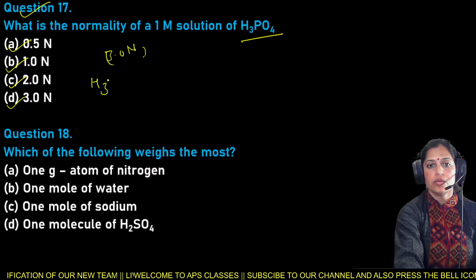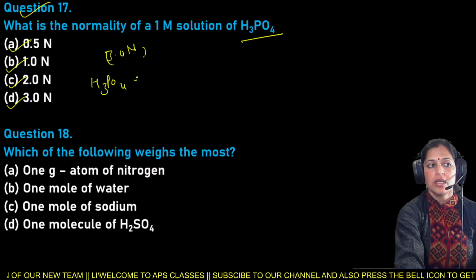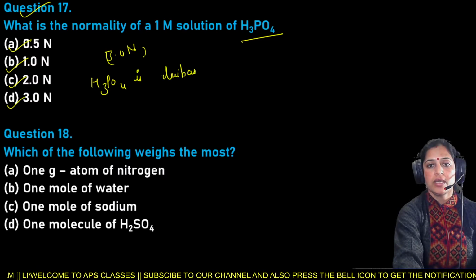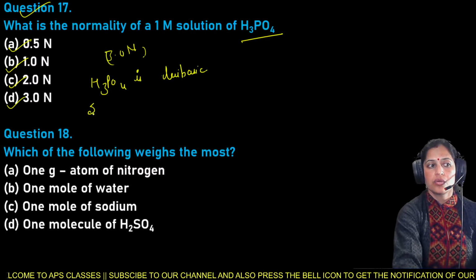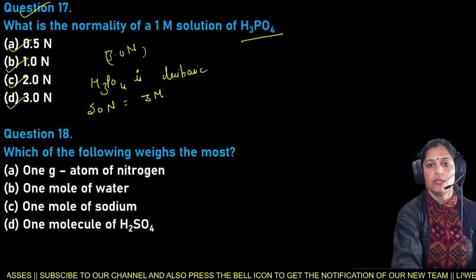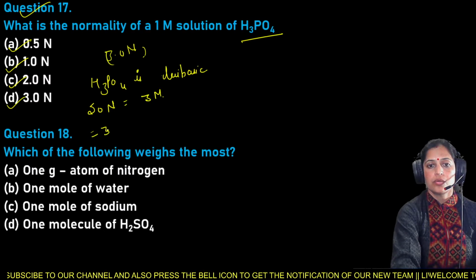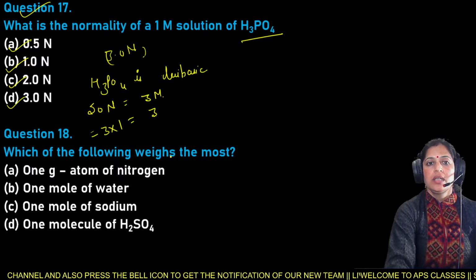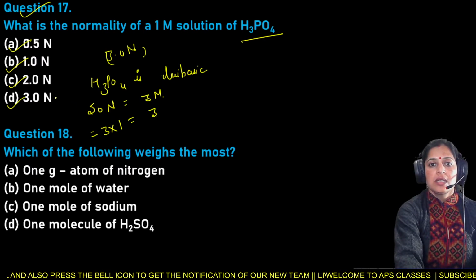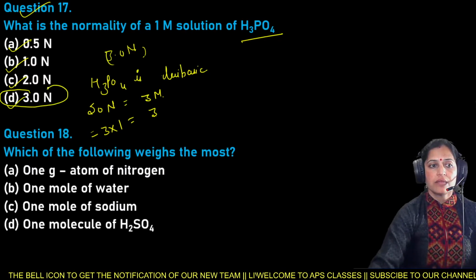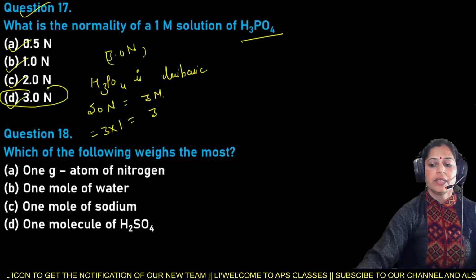Because as we all know, H3PO4 is tribasic. So N is equal to 3 moles. So 3 multiplied by 1 is equal to 3. So the answer is 3.0. This is the right answer for question number 17.